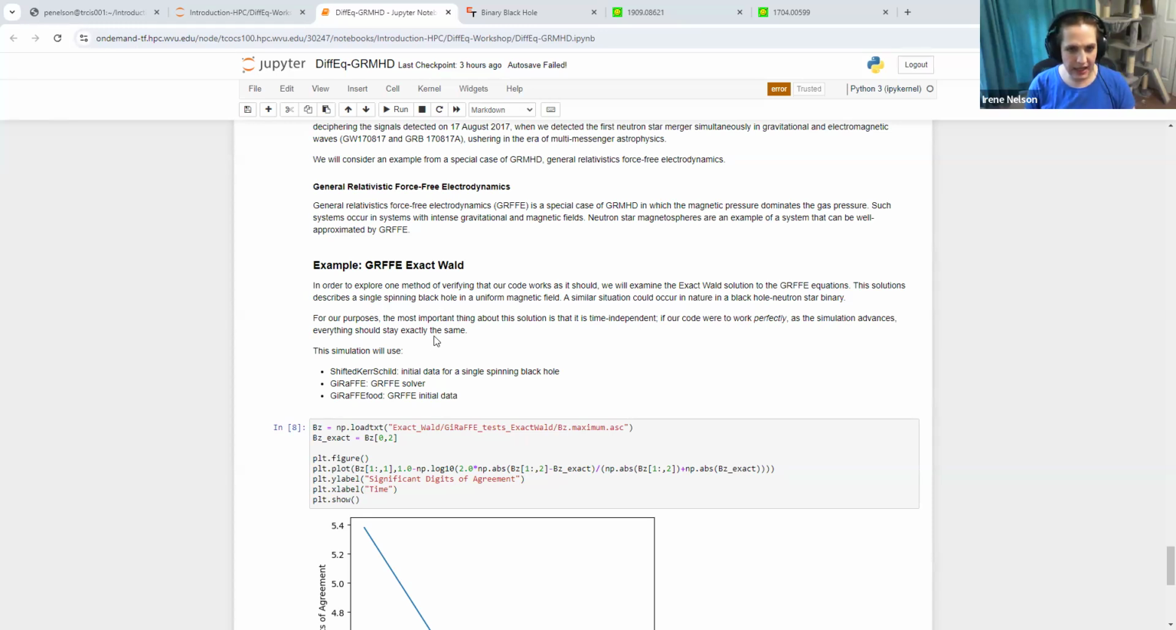And then the solver for the GRFFE equations will be provided by the thorn Giraffe because it's cute, really. That's the only reason. GRFFE already has most of the same letters as Giraffe. And then the initial data for the GRFFE side of things specifically will be provided by the thorn GiRaFFEfood, which is another clever thing because it feeds the Giraffe.